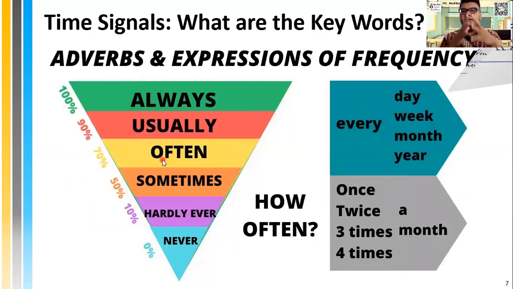All right, time signals. What are the key words that we often use when we want to talk about the present simple tense? We use the adverbs of frequency, or the expressions of frequency. What is frequency? Frequency is how often. If it's 100% of the time, we say always. I always wake up in the morning before 12 noon, right? So you never wake up after 12 noon, right?